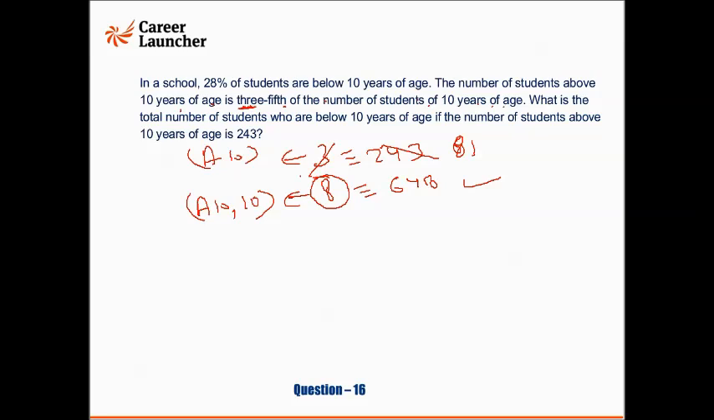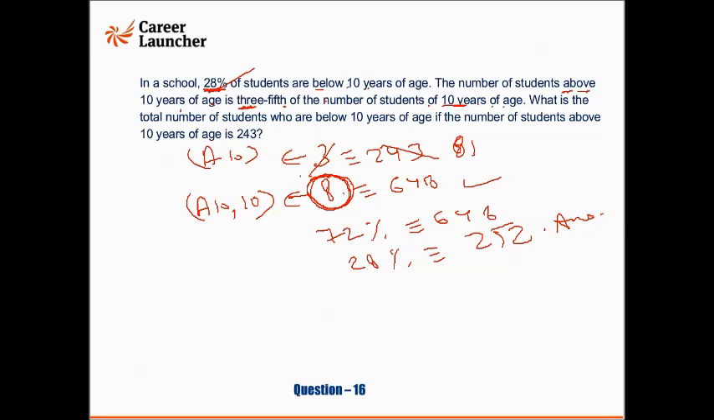This 648 is what? This is 72% of the total students, because it is given that 28% of students are below 10 years. If 28% are below, then remaining is 72%, and 72% includes all those students who are above 10 years and who are of 10 years. Correct. That's why I'm calculating the value of 8. 8 is equivalent to 648, and now we can see that 72% is equivalent to 648. Correct. And we have to calculate this 28%. So 28%, you will get 252 as your answer.